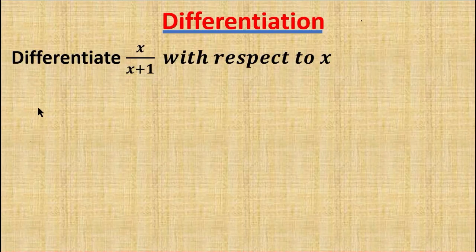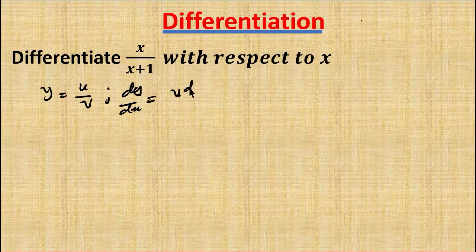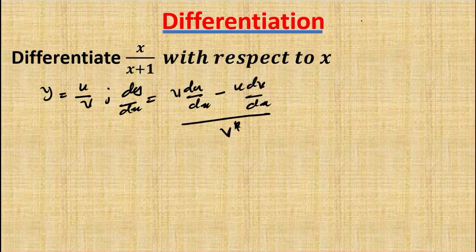We have this question on differentiation. It says we should differentiate x over x plus 1 with respect to x. I hope you can remember this formula of the quotient rule that says if y is equal to u over v, then dy dx will be the same thing as v du dx minus u dv dx all over v squared.